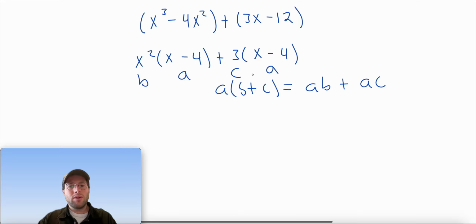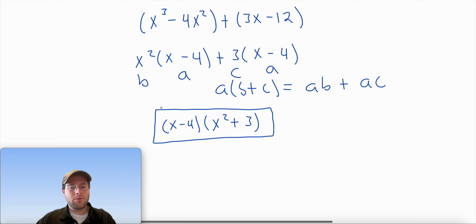And so what we're going to do is move from what we have here on the right side of the equation, which is like what we have up here right now, to what we have here on the left side of the equation. So we're going to rewrite this as a, x minus 4, times b plus c, which will be x squared plus 3. And that right there will be our final answer for this first one.